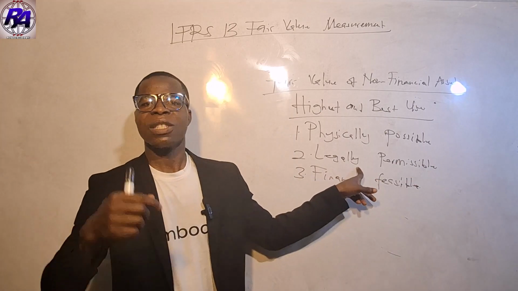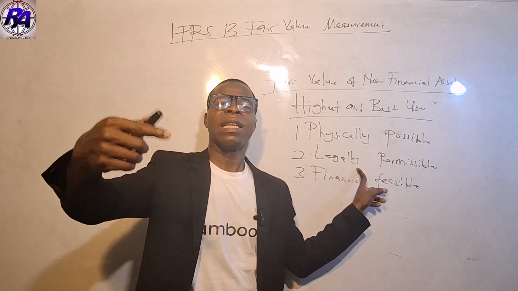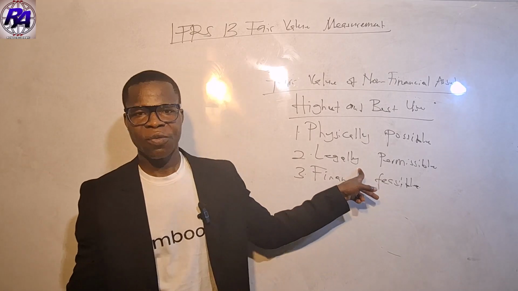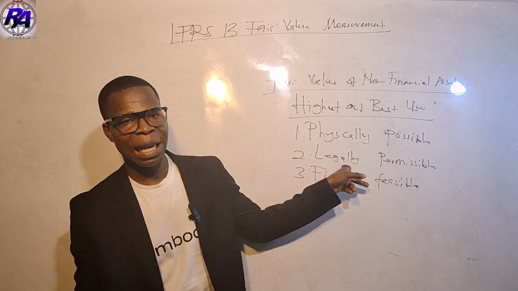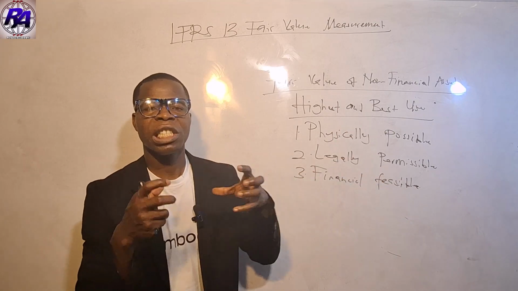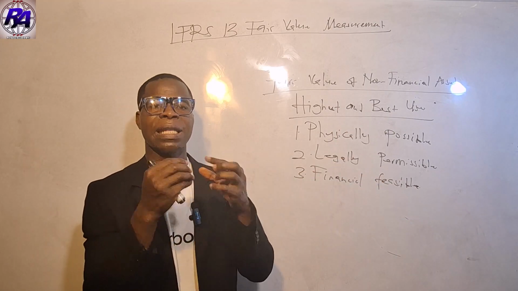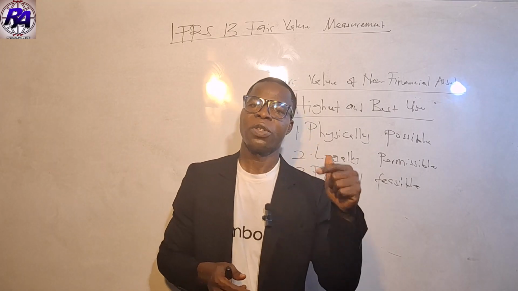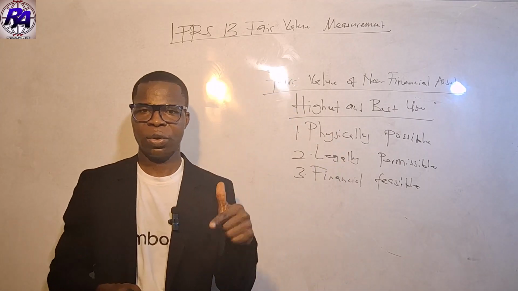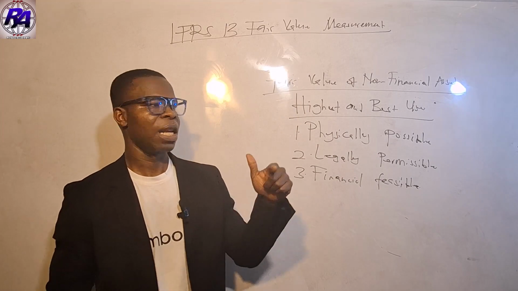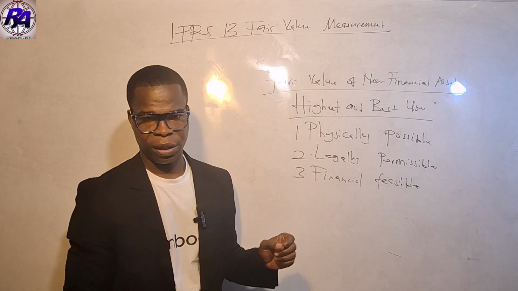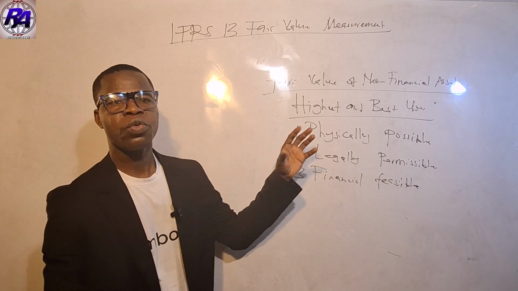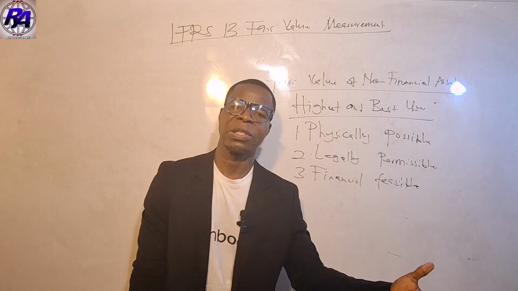Is the asset being restricted from use by any laws governing that supervision? The use of the asset has to be legally permissible. Can we generate enough cash flows from that asset? That has to do with financial feasibility. So for us to use the highest and best use, we have to take into consideration these three features. Now, what is the highest and best use?